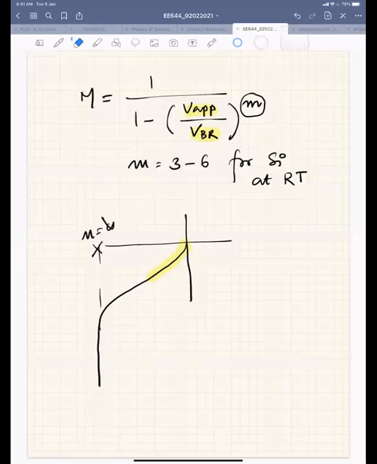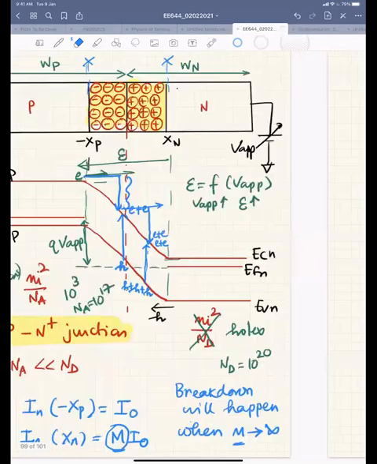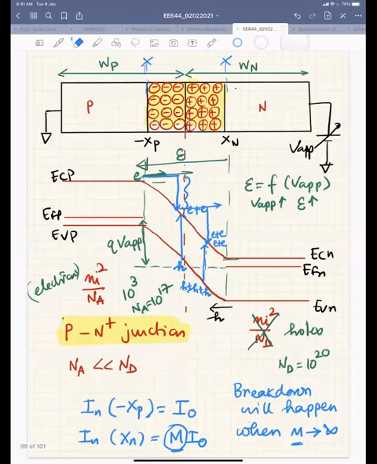Yes, sir. Sir, like in the forward case, when we apply forward bias, electrons go from n side to p side, so the Fermi level splits. In this case, when we are applying reverse bias, considering that electrons are going from n side to p side, in this case also the Fermi level EFp will split.